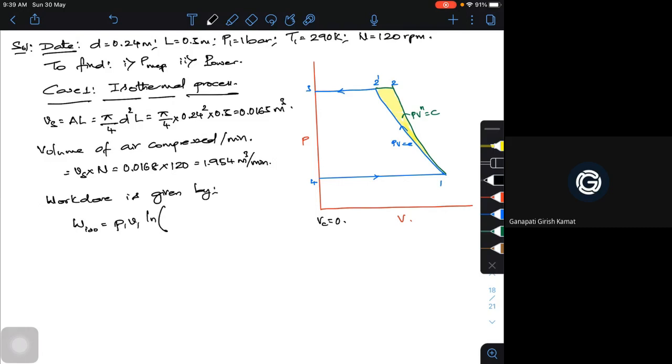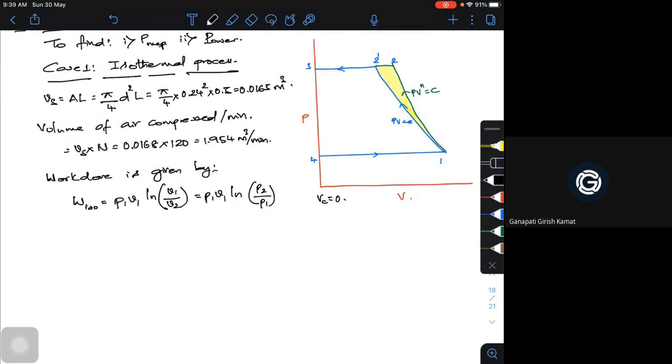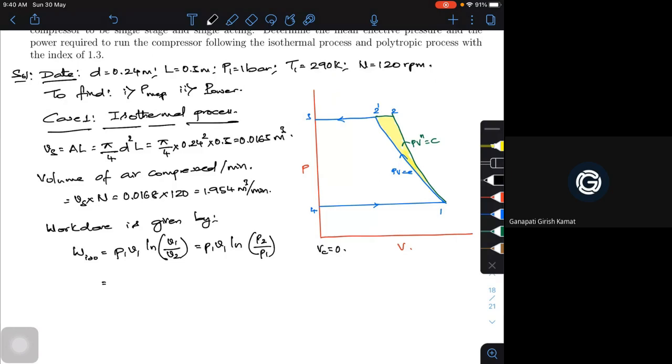Either I can go with V1 by V2 or P1 V1 ln of P2 by P1. So both the formulas we have derived in your basic thermodynamics class, or maybe at the beginning of this particular course. I have shown this. Now let us try to substitute all those things. So V1 I need to find.